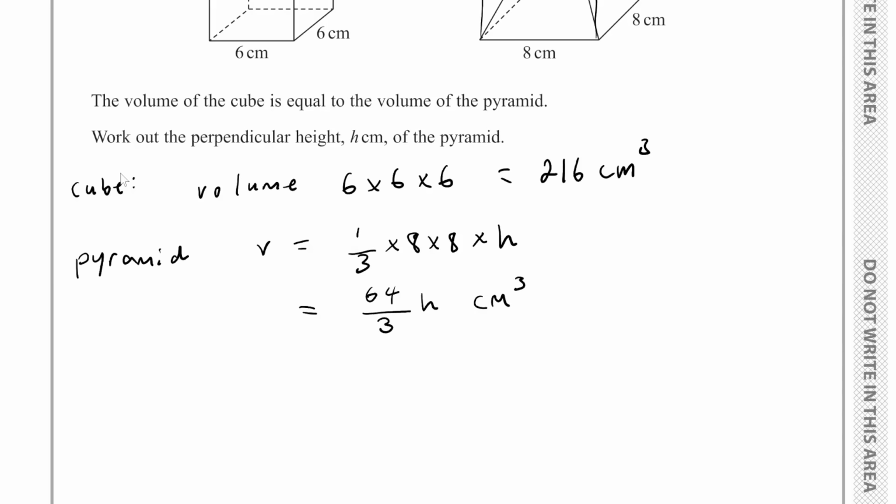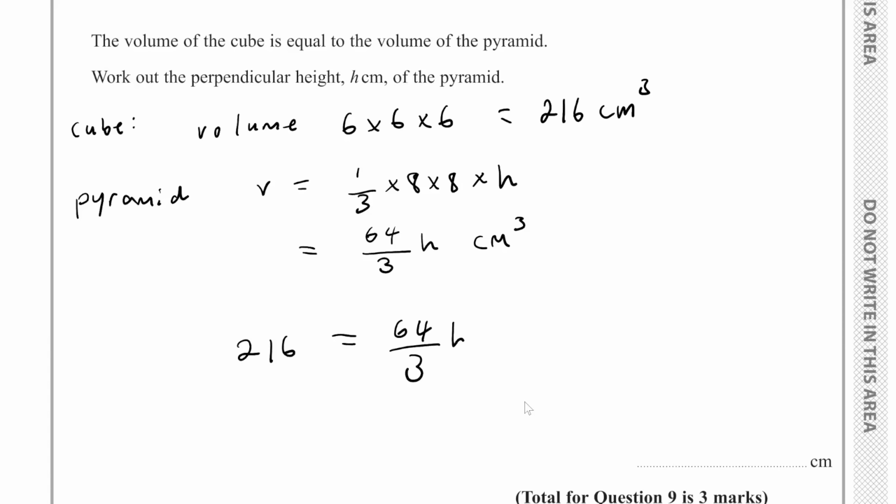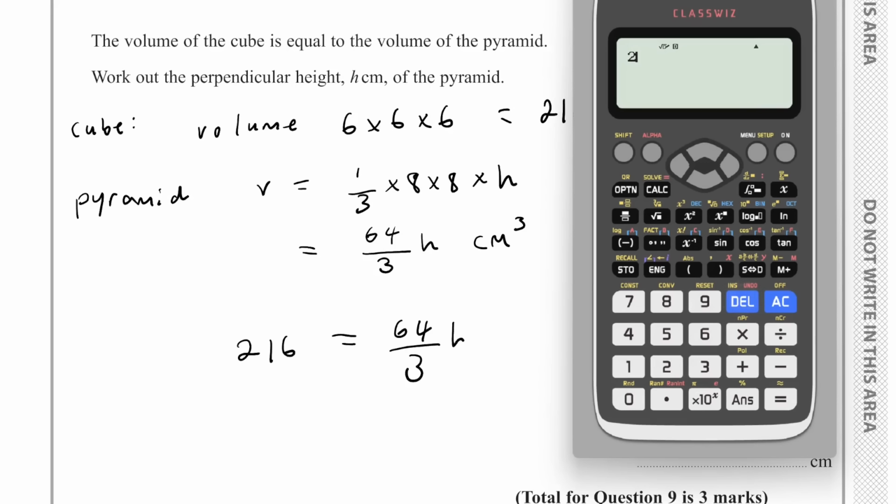So they're equal, so we can say 216 is equal to 64 over 3 h. So then we just need to solve. So times by 3, divide by 64. So 216 times 3, divide by 64. h is 81 over 8, or 10.125.